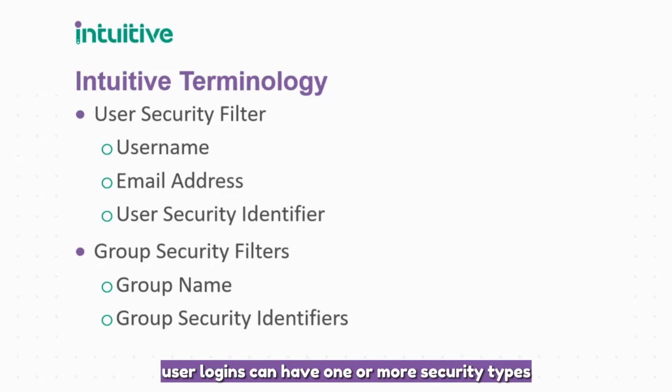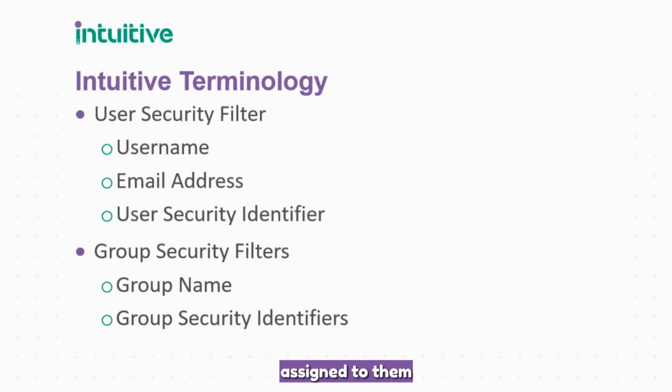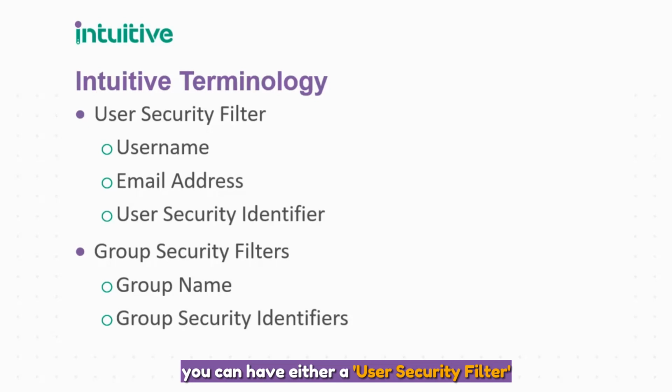Before we get started, I want to go over the theory of how this is all put together. User logins can have one or more security types assigned to them. You can have either a user security filter, which can be either the username, email address, or the user security identifier, a group security filter, which can be either a group name or a group security identifier. You'll usually hear us mention one or more of these types when we discuss user security. Typically, we tend to either use a user security identifier, the group security identifiers, or a combination of them when we want to filter on two separate attributes.